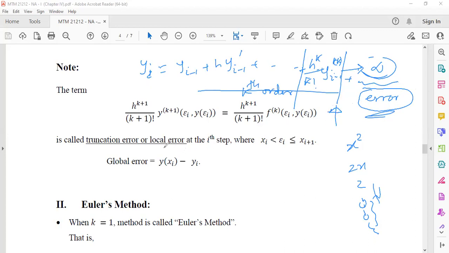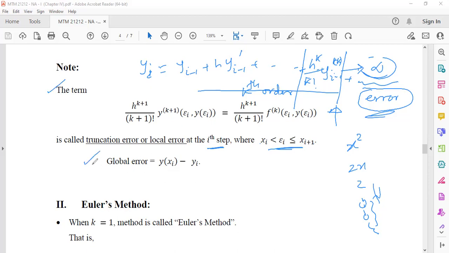We also call it a local error at the ith step. Whatever step you are looking at, in that case we have a local error. So this is epsilon between xi and the next point xi plus 1. But this is about the local error.